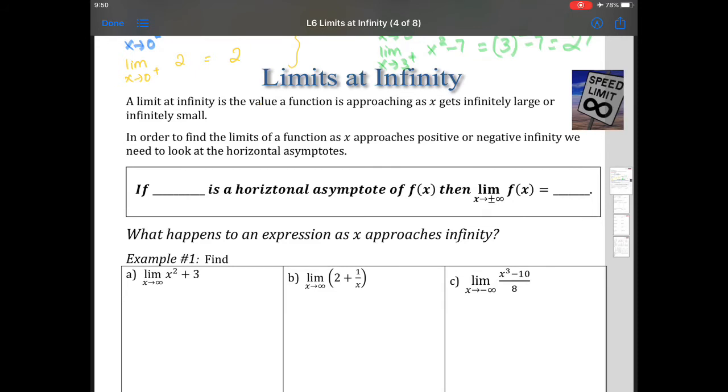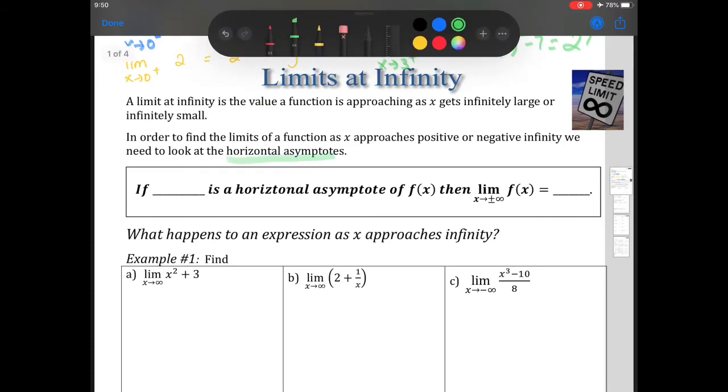So limits at infinity. A limit at infinity is the value a function is approaching as x gets infinitely large or infinitely small. In order to find the limits of a function as x approaches positive or negative infinity, we need to look at the horizontal asymptotes. I hope you all did follow along with what we were talking about, the horizontal asymptotes, right?